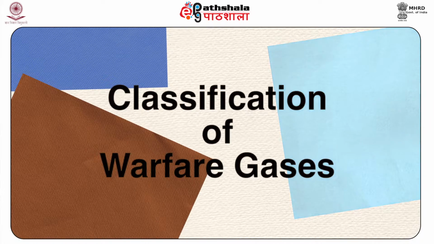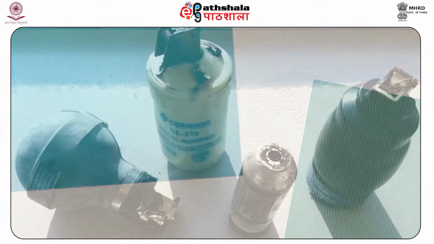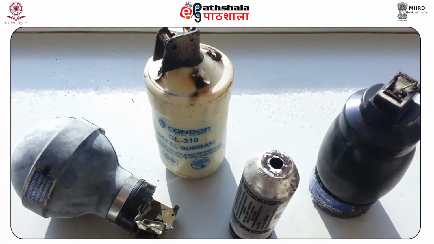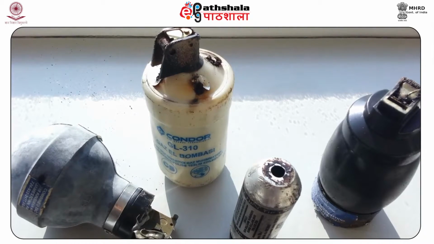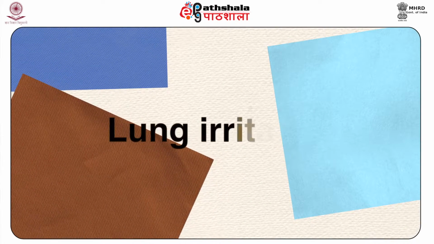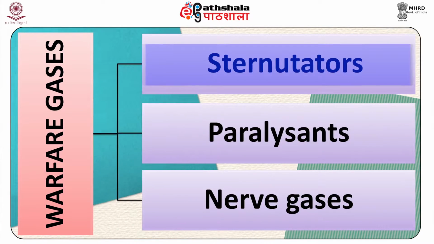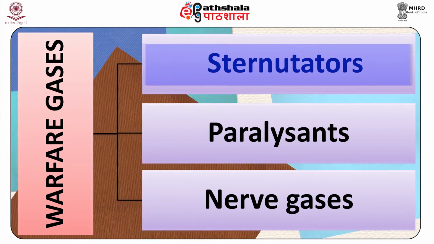Next is classification of warfare gases. First is lachrymators, that is tear gas. Chloracetophenone, that is CAP, bromobenzyl cyanide BBC and ethyl iodoacetate KSK are the examples of lachrymators. Second, lung irritants. Chlorine, phosgene and diphosgene are the examples of lung irritants. Third, vesicants. Example is mustard gas and lewisite. Fourth, sternutators. Example is diphenylamine chloroarsine.